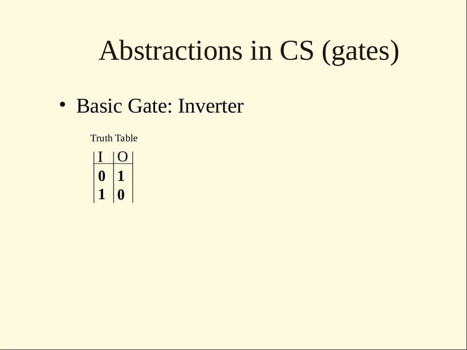So if the input is zero or low voltage, it'll create a 1 or high voltage. If it's high voltage or a 1, it creates a low. Is anyone confused?